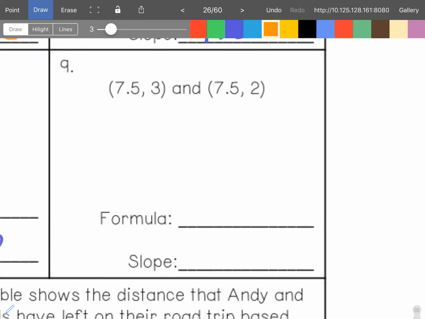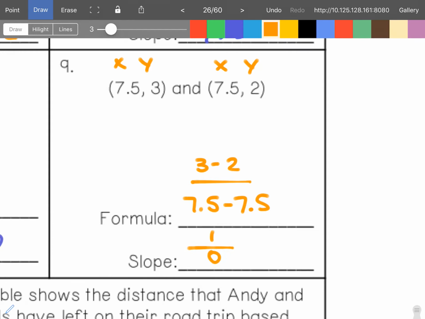number 9. Label. So I'm going to do 3 minus 2, and then 7.5 minus 7.5. 3 minus 2 is 1. 7.5 minus 7.5 is 0.